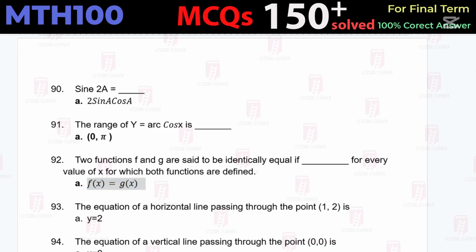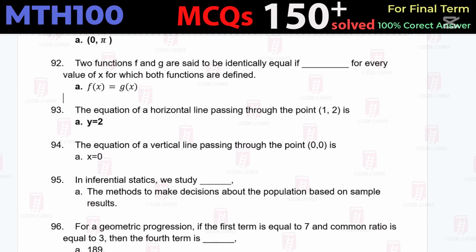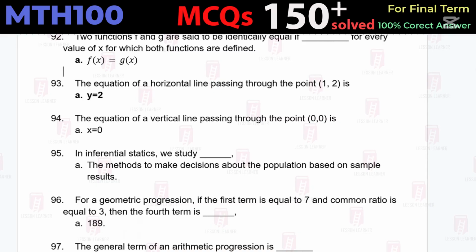The equation of a horizontal line passing through the point 1, 2 is y equals 2. The equation of a vertical line passing through the point 0, 0 is x equals 0.